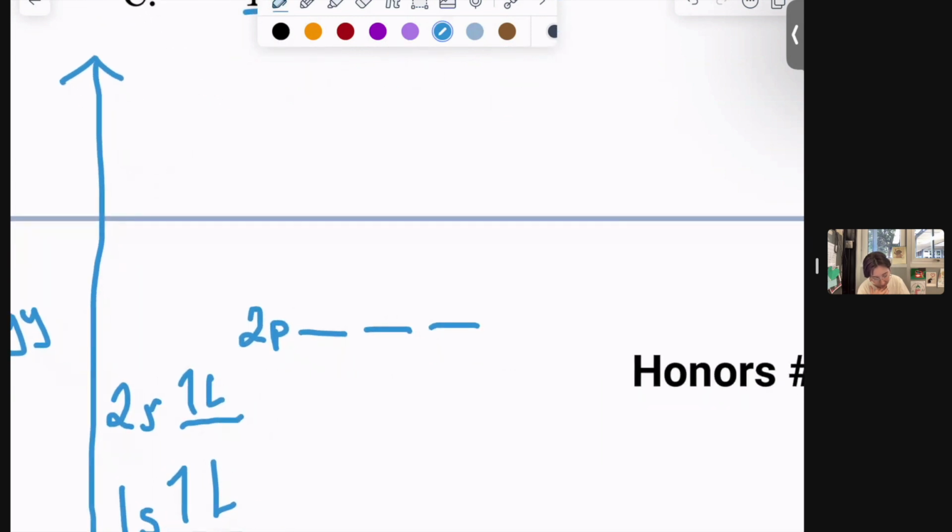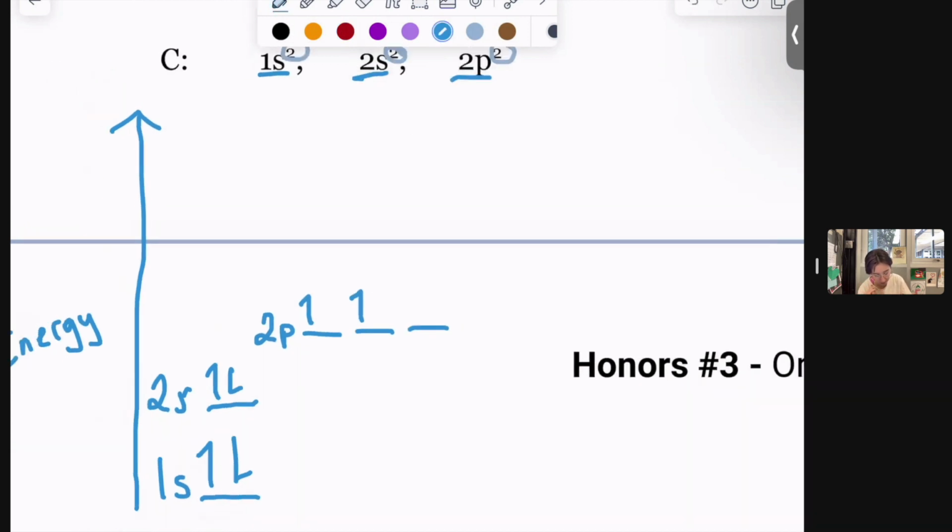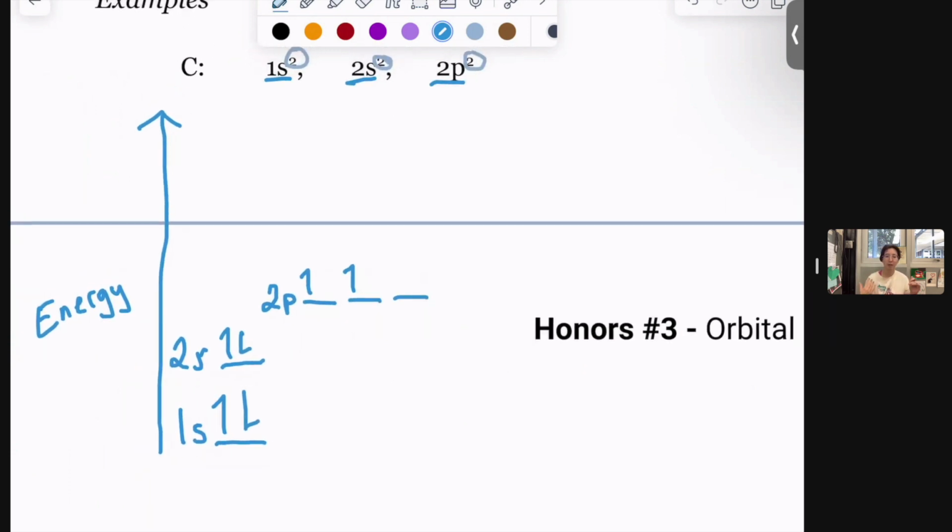I have 2 electrons in this orbital. Hund's rule, I'm going to spread them out if I can. So first electron, second electron. If you did this, that would be wrong. They do not want to be next to each other. That is not correct. If there are available suborbitals, they will spread out. So that is the correct orbital diagram.